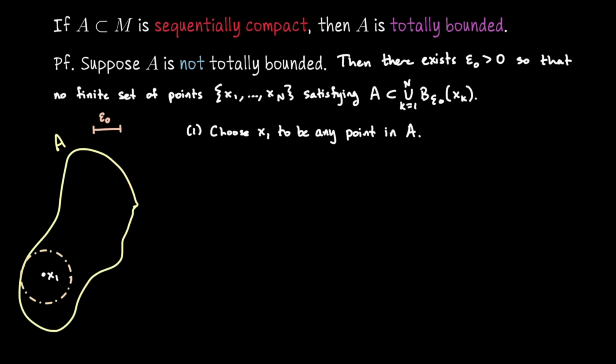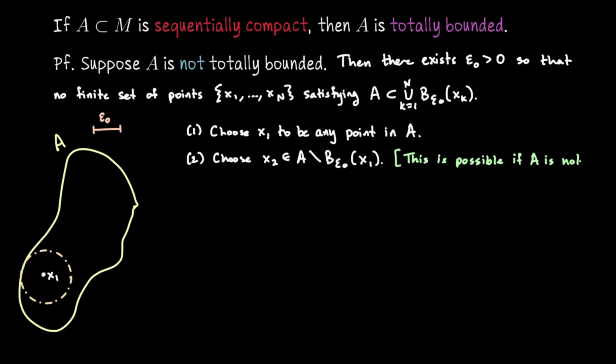That means that we can make another choice of sequence point to be any point in A not covered by this first neighborhood. So I will write, choose x2 in A, take away that first neighborhood. And just as a note to ourselves, for reading this later, this is possible if A is not totally bounded. That's how we chose epsilon naught. Let's say that second point is here, and then here's its neighborhood. In my picture, it's still possible to choose points of A which do not belong to either of these two neighborhoods, but convince yourself for a moment that I can keep going.